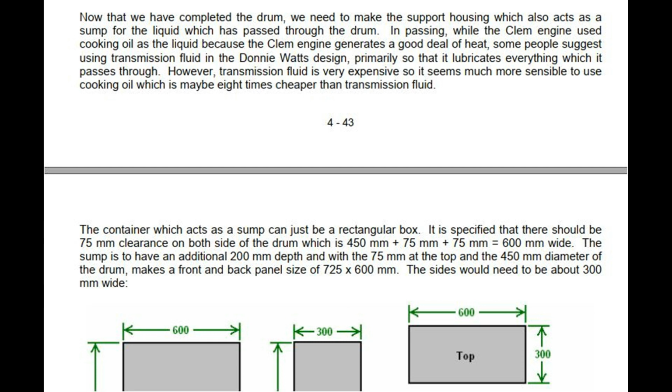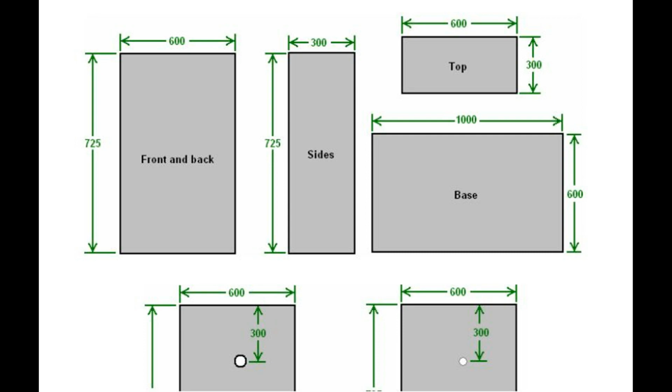The container which acts as a sump can just be a rectangular box. It is specified that there should be 75 mm clearance on both sides of the drum, which is 450 mm plus 75 mm plus 75 mm equals 600 mm wide. The sump is to have an additional 200 mm depth, and with the 75 mm at the top and the 450 mm diameter of the drum, makes a front and back panel size of 725 x 600 mm. The sides would need to be about 300 mm wide.